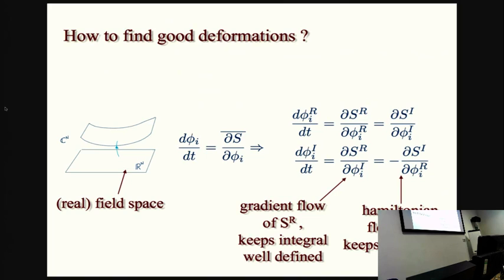monotonically. Now, because of the Cauchy-Riemann conditions, I can always write the same equations as this sort of Hamilton-like equations, where the role of the Hamiltonian is played with the imaginary part of the action. That proves that along the flow, the imaginary part of the action is going to be constant. So the real part grows, the imaginary part stays constant.